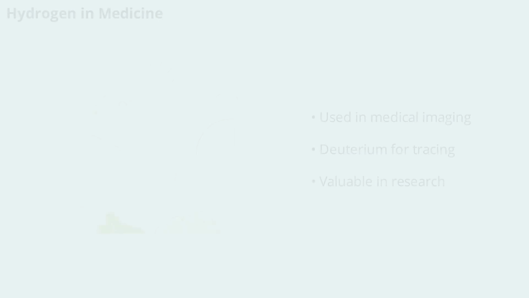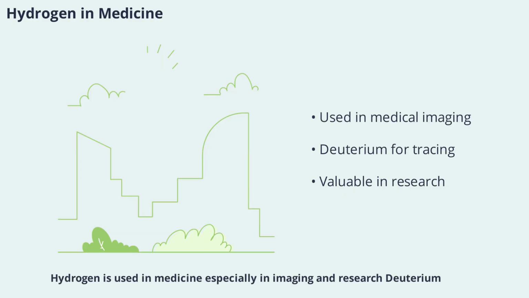Hydrogen is used in medicine, especially in imaging and research. Deuterium, a hydrogen isotope, is used in tracing studies to understand biological processes. Hydrogen's unique properties make it valuable in medical science.